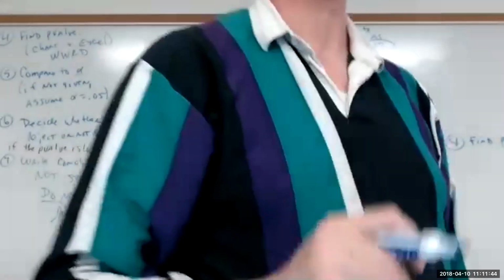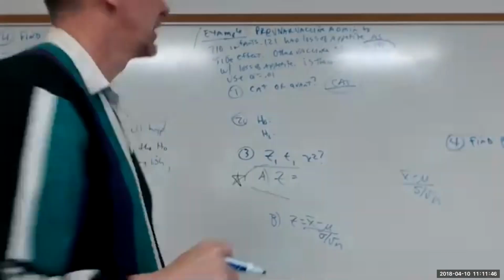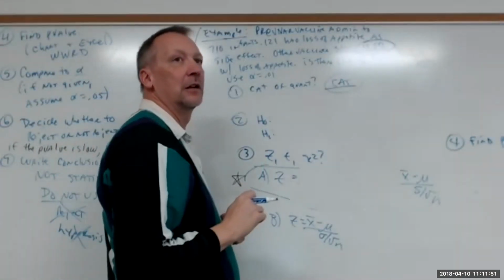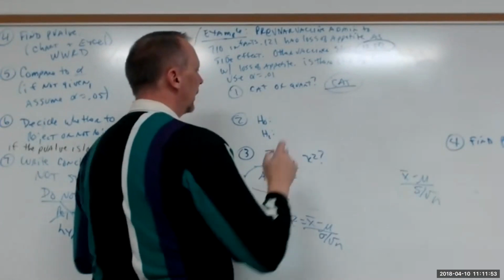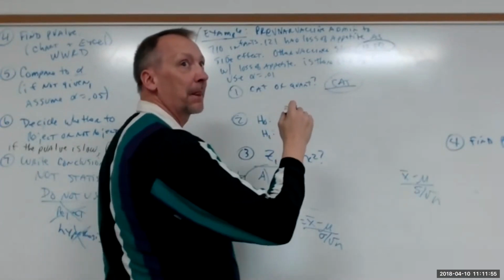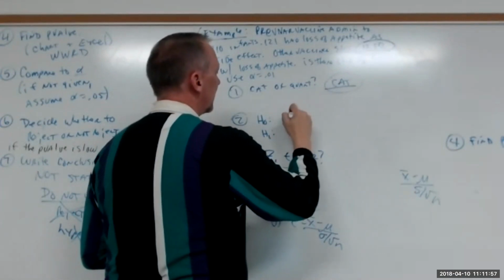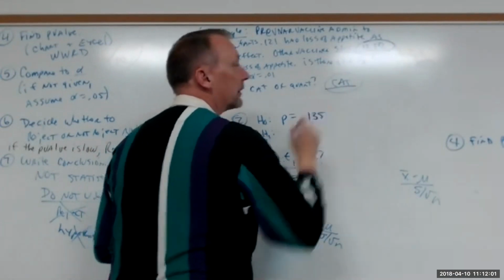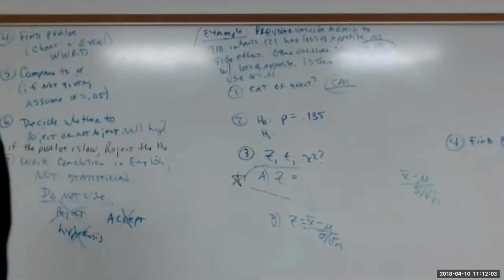Who haven't I picked on? Gabrielle. What do you think the null hypothesis is? Percentage. Okay, so tell me what to write. P equals 13.5. So write it as a decimal, 0.135. Leave it as decimal, 0.135.